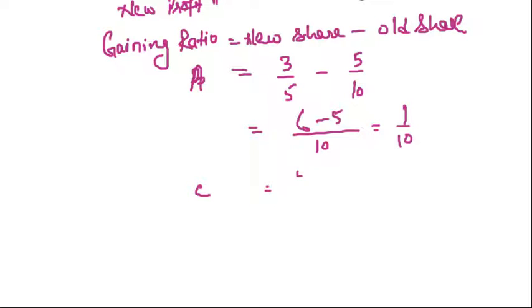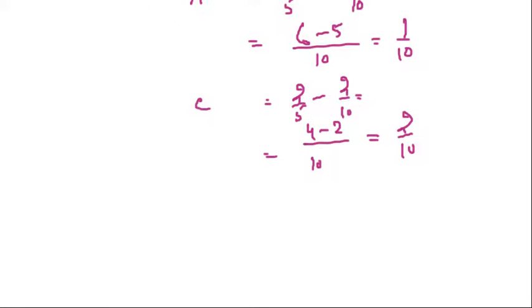Now for C, what is the new share of C? 2 by 5 minus what is the old share? 2 by 10. So if we take the LCM, 4 minus 2, this comes to 2 by 10. So here we get the gaining ratio as 1:2. Clear, friends?